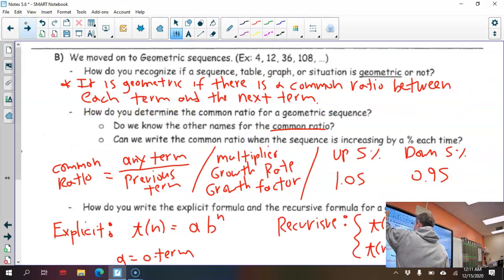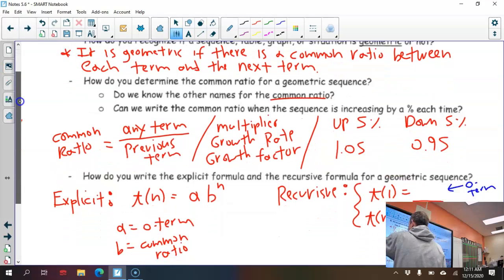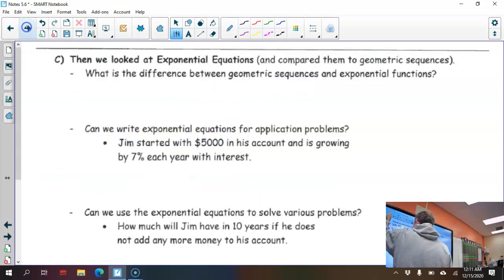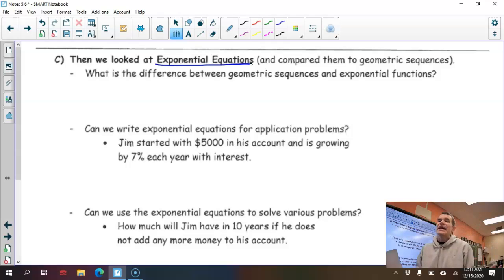All right. Did I finish that? Nope. I'm here. I'm moving on. Here we go. All right. So now we're going to look at exponential equations. We just looked at these in the last section or two. Right? Exponential equations are basically the same as a geometric sequence and all that stuff, except for one thing. What is the difference between a geometric sequence and an exponential function?